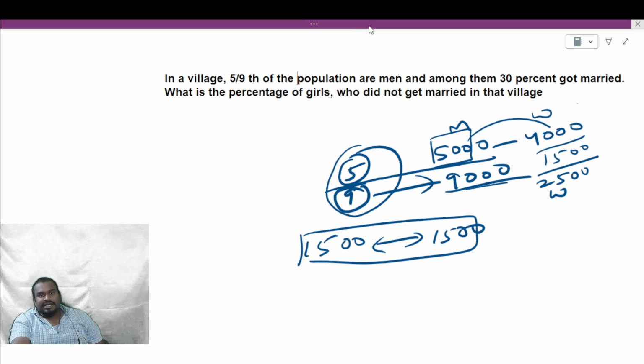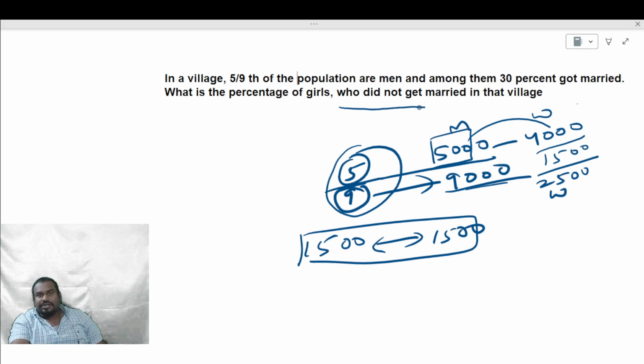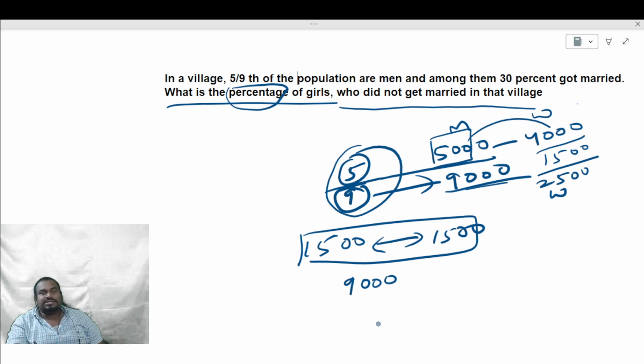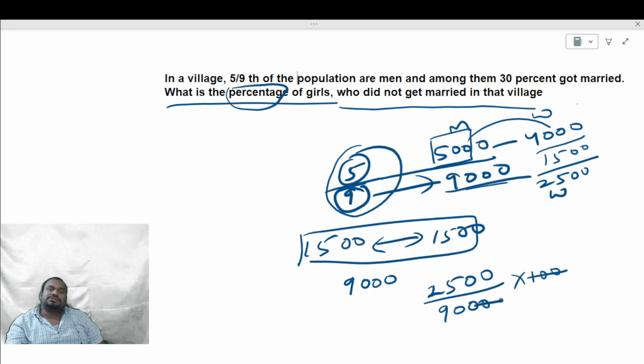But did he ask for the number who did not get married in the village? What is the percentage? He is asking the percentage. Percentage is calculated on the total number, or not? So the total population is 9,000. Out of 9,000, 2,500 is how much percentage? That is the question. So these two zeros get cancelled. This zero again gets cancelled. 250 by 9.